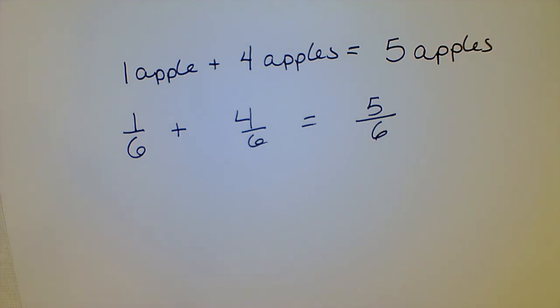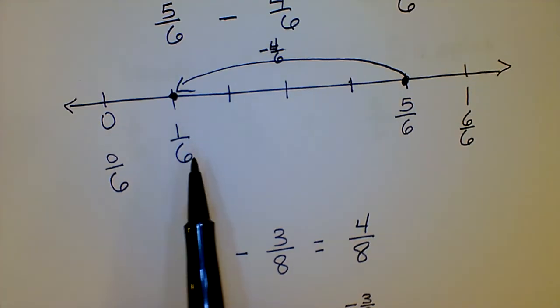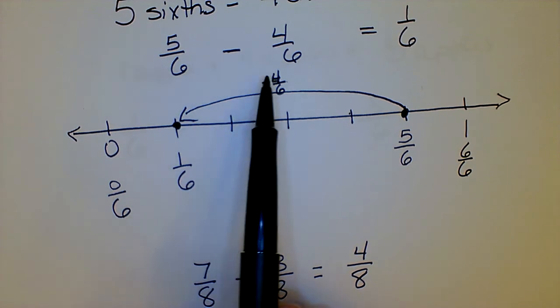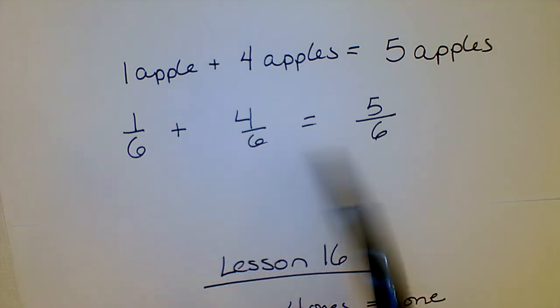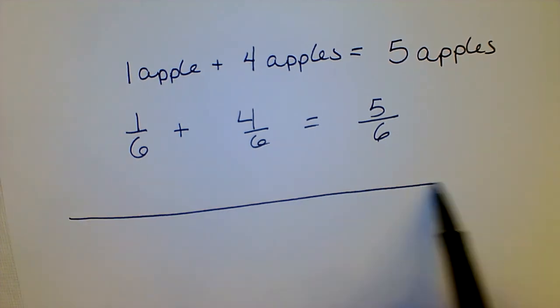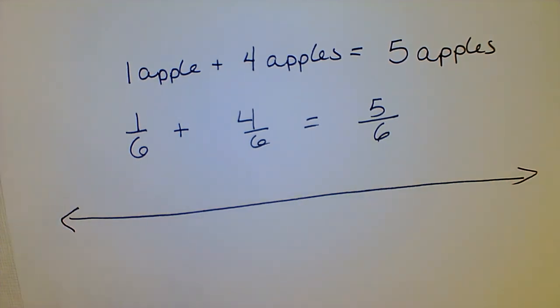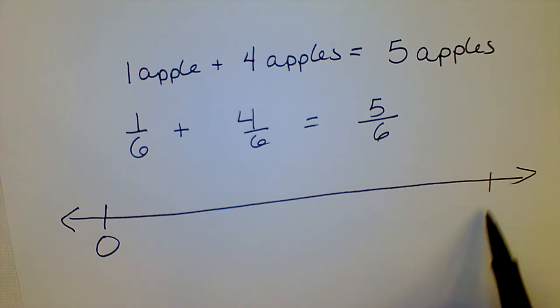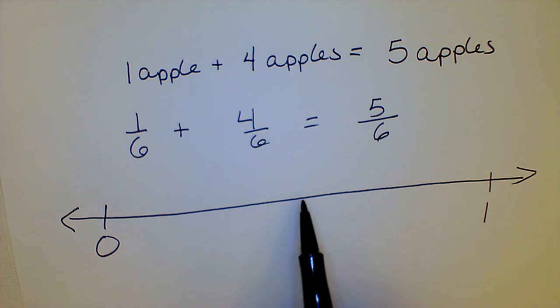Oh, here. So where we modeled it, as you can see, we did 5/6 minus 4/6 is 1/6. Now what we have is 1/6 plus 4/6 is 5/6. It's just the inverse. So let's go ahead and model this on a number line. I'm doing sixths, so I'm going to have 0, I'm going to have 1, and then I need to have 6 equally sized pieces in between.